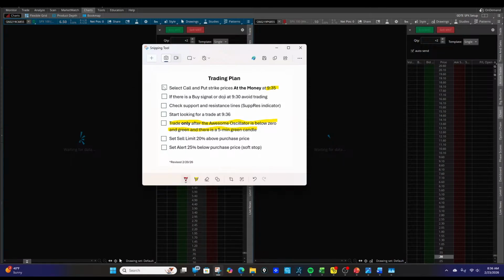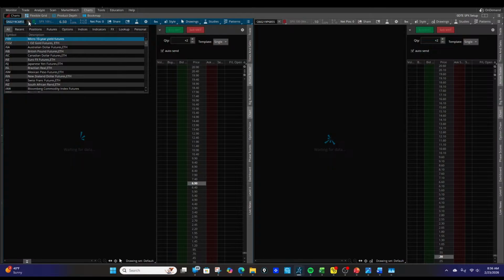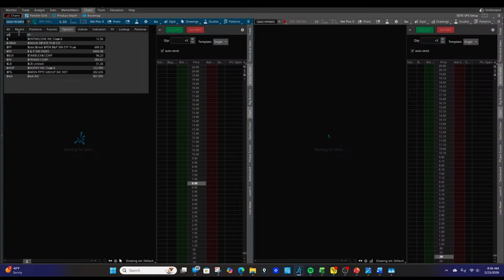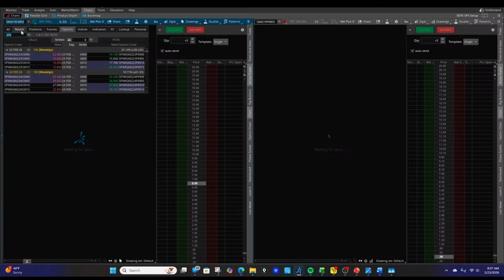So what I want to do first is select call and put strike prices at the money. It's 9:36, so we're a minute behind, but let's do that. It's so easy to do this too. You come up to the, I'm in the charts tab. You come up to the down arrow at the symbols table. You click options, then SPX. Okay, and I want the first purple bar.